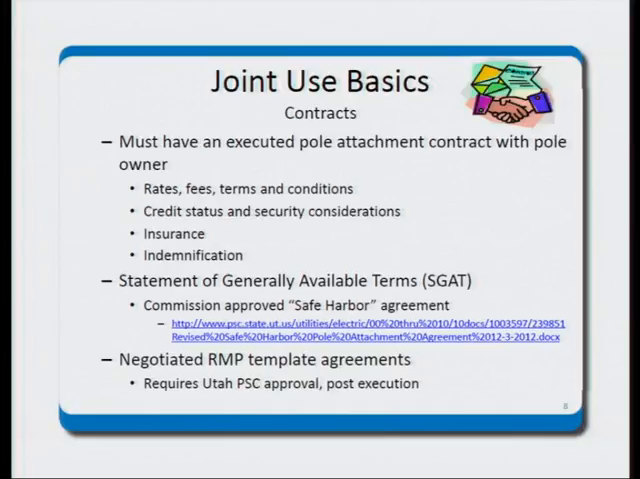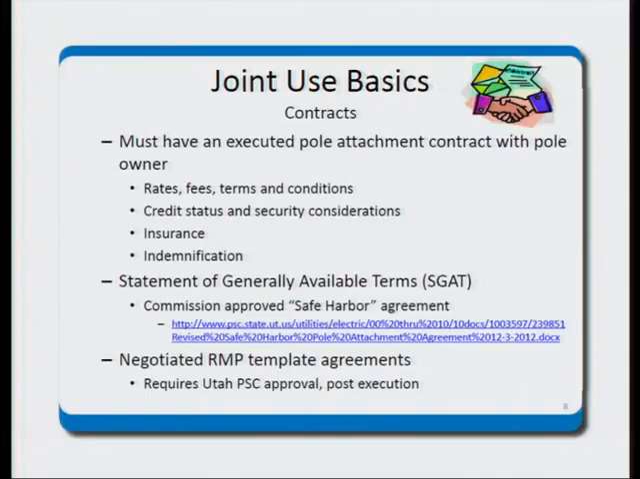Alternatively, you could negotiate a contract with the pole attacher. And there are some pros and cons for both. So, for example, the safe harbor, if you're in a hurry, you don't have time to negotiate, take that one. It's already approved by the commission, you can go. Maybe one of the cons is you can't change it. So you have to take it as is. If there's something that you don't like about it, too bad, so sad, you can't get it changed.